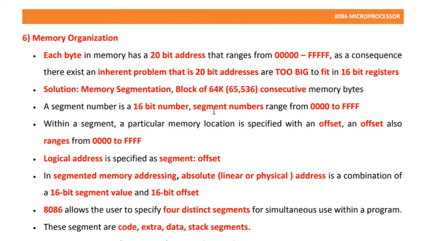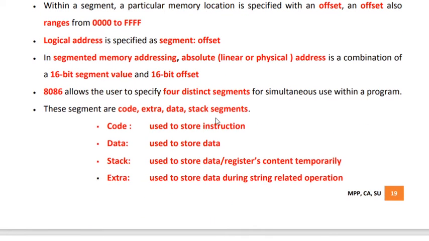8086 microprocessor allows the user to specify four distinct segments for simultaneous use within a given program. These segments are code segment, extra segment, data segment, and stack segment. Code segment is used in order to store programming instruction. Data segment is used in order to store data. Stack segment is used in order to store data or registers content temporarily. Extra segment is used in order to store data during string-related operations.